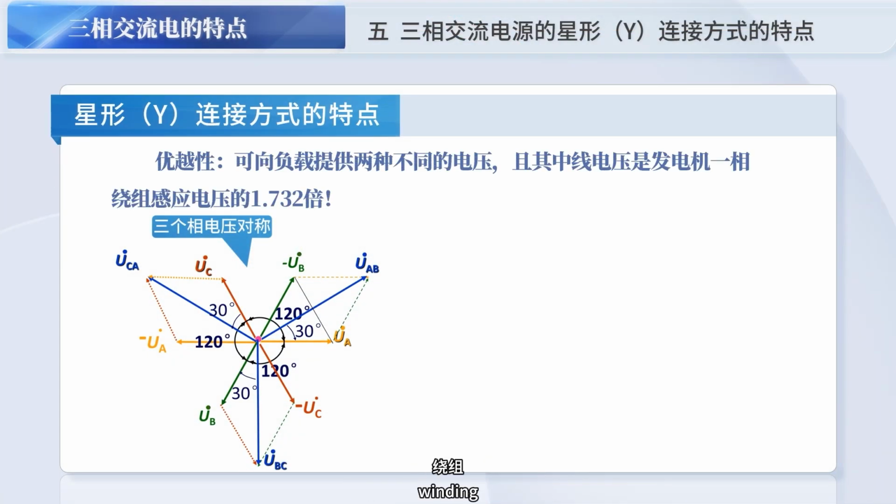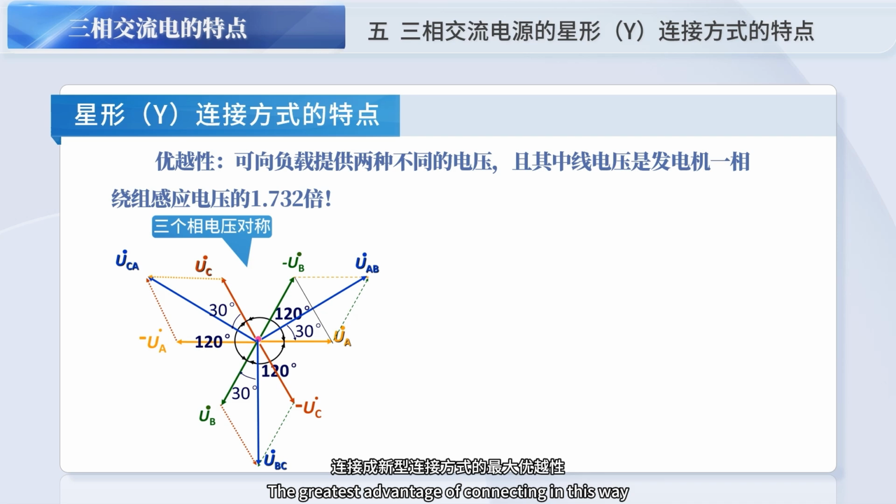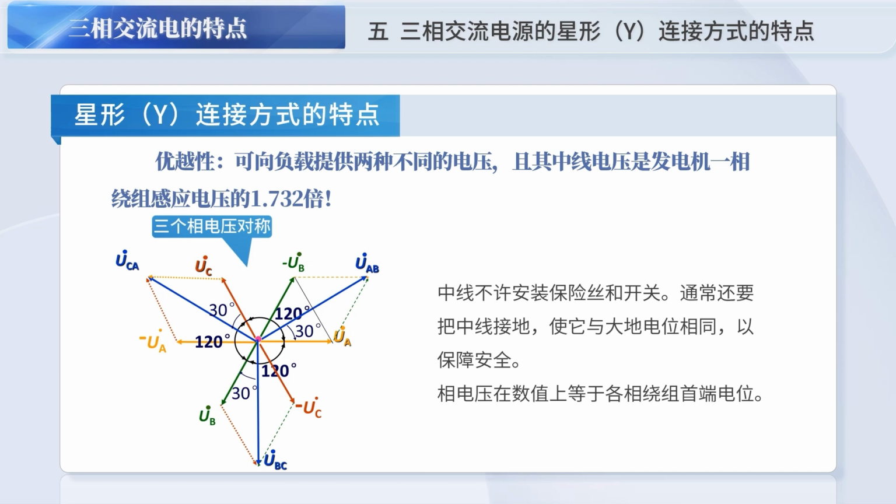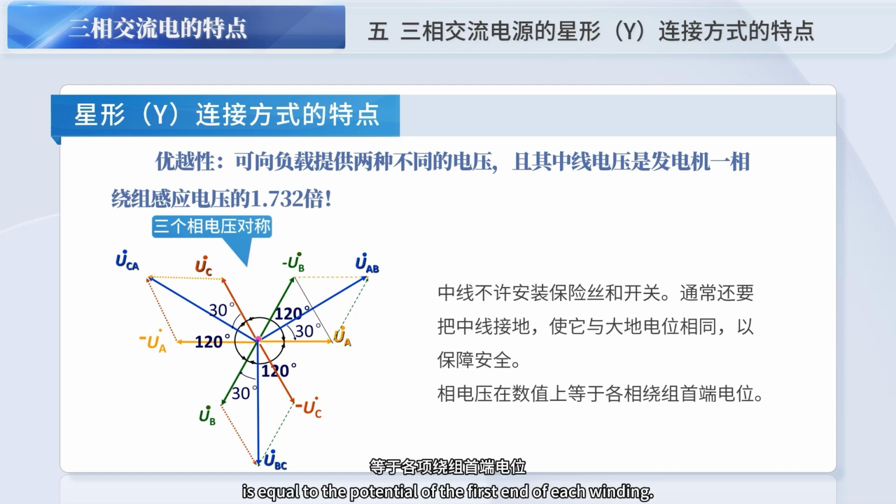The greatest advantage of connecting the three-phase power supply windings in this way is that it can provide two different voltages to the load. And the line voltage is 1.732 times the induced voltage of a winding. In the three-phase four-wire system, the neutral line is not allowed to install fuses and switches. Usually, the neutral wire is grounded to make it the same as the ground potential to ensure safety. Therefore, the phase voltage is numerically equal to the potential of the head end of each winding.